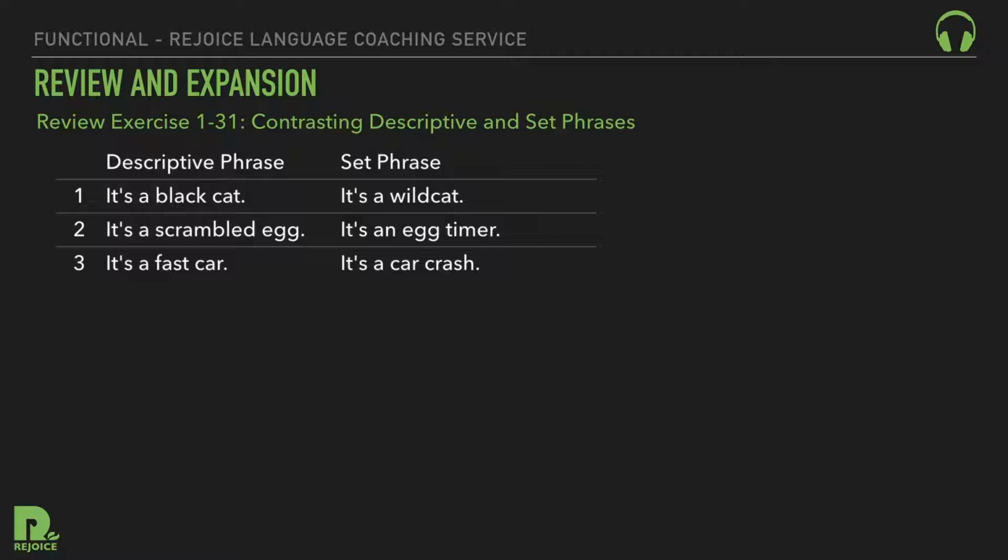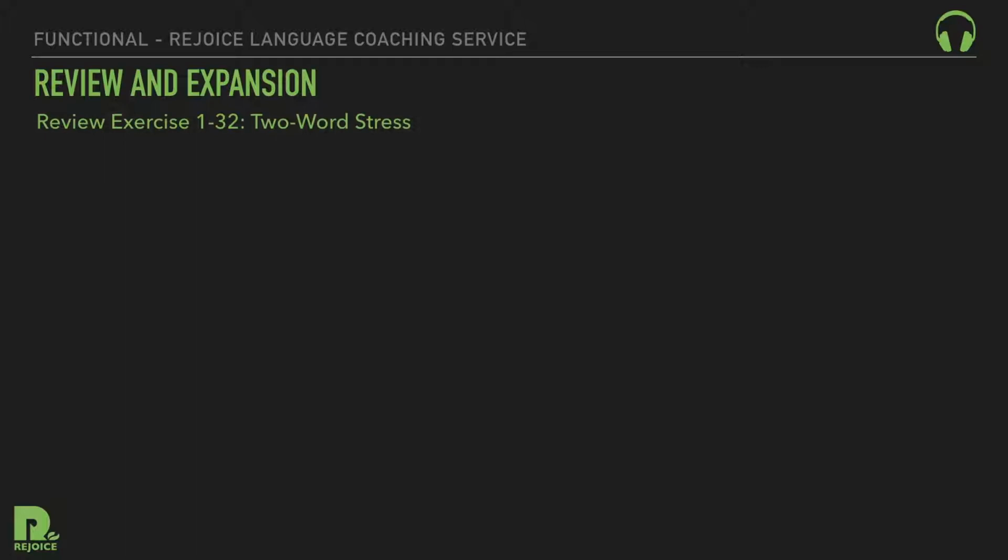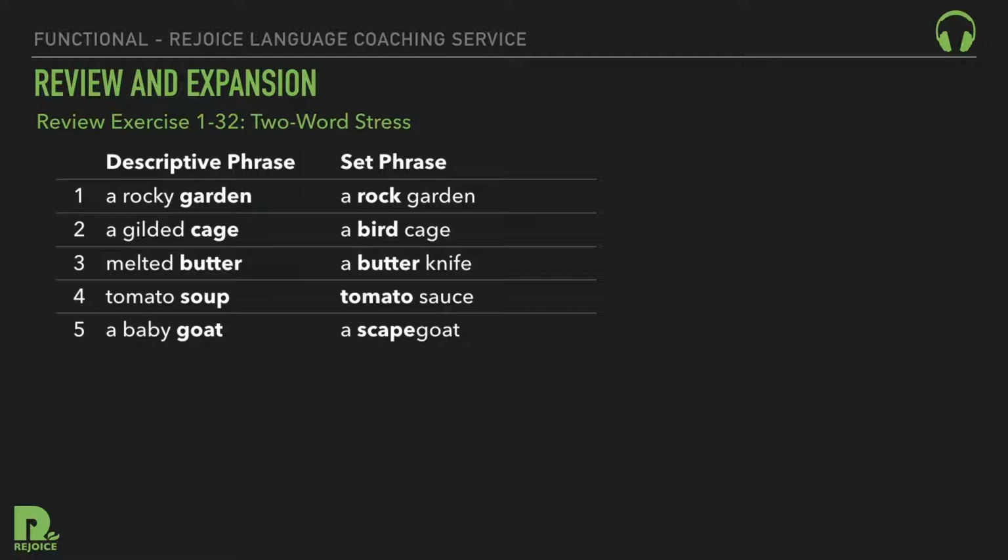Review exercise 132, two-word stress. A rocky garden. A rock garden. A gilded cage. A bird cage. Melted butter. A butter knife. Tomato soup. Tomato sauce. A baby goat. A scapegoat.